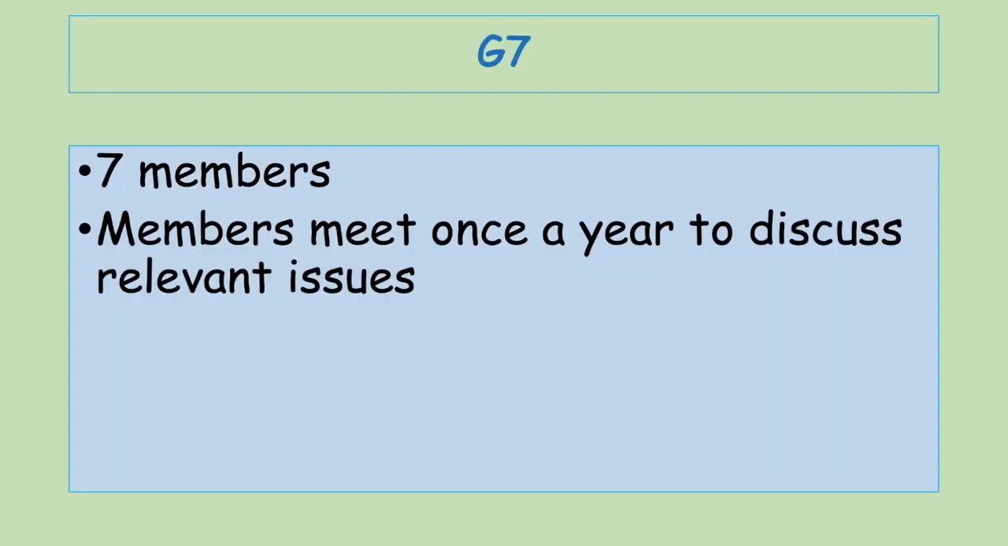And finally, the G7 has 7 members and they meet once a year to discuss relevant issues to them. So these might be economic issues, but they could also be social issues or political issues.